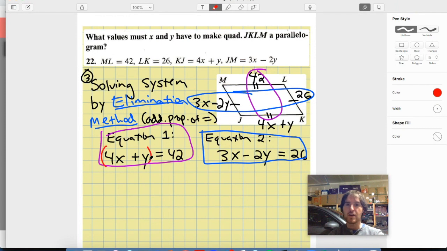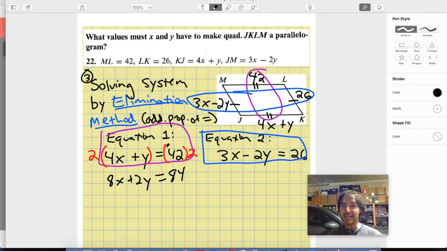What if I use the multiplication property of equality? If I doubled this left side here and I doubled the right side here, that puts it in position to use elimination in a second. So let's check this out now. 2 times 4x is 8x. 2 times y is 2y. And 2 times 42, well, that's just 84. You might be totally lost, but you'll see in a second.